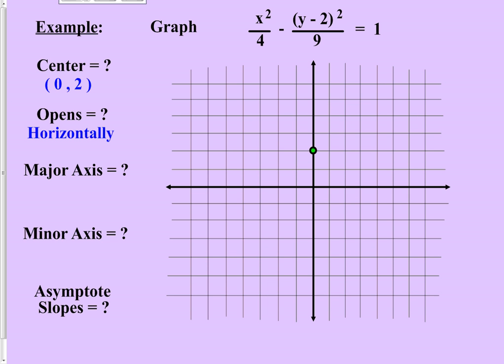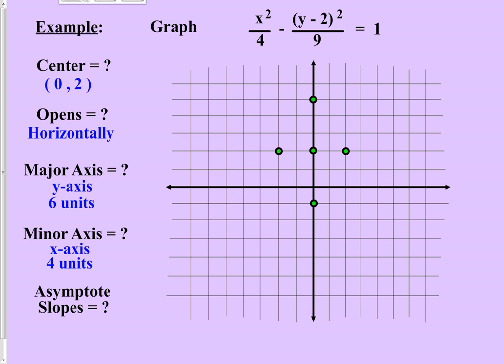Our major axis and our minor axis are determined by the difference between the two denominators and which one is larger. Obviously, the denominator under y is larger, so our major axis is going to follow the y direction, and it's going to have a length of 6 units, double the square root of the denominator. Minor axis is going to be your x direction, and double the square root of the denominator, 4 units. Plotting those points, we should have a nice little plus sign developing in our graph.